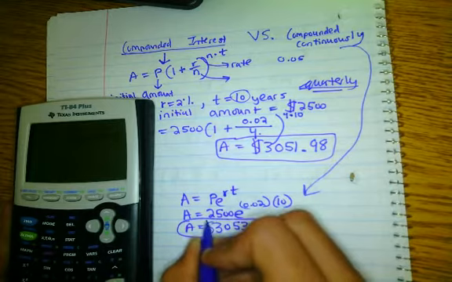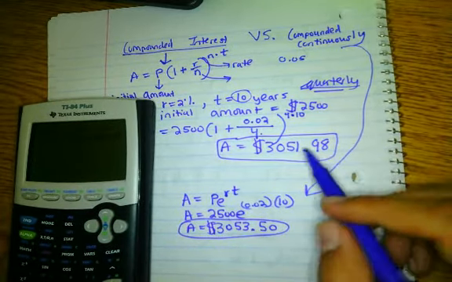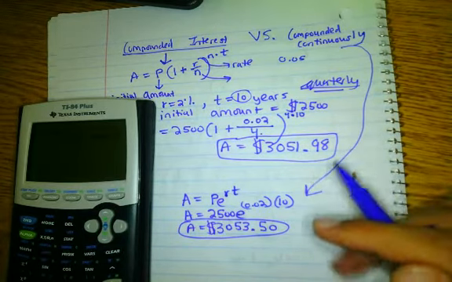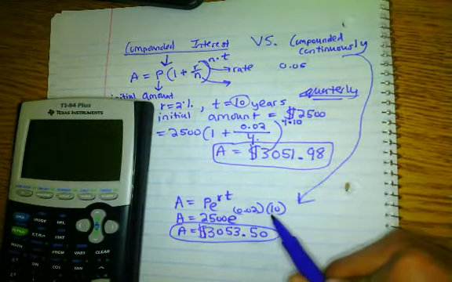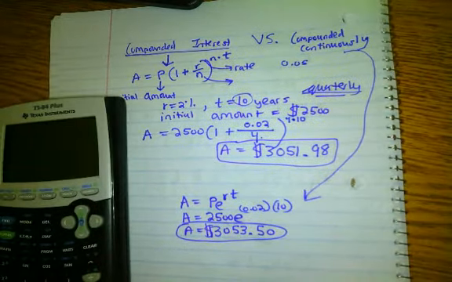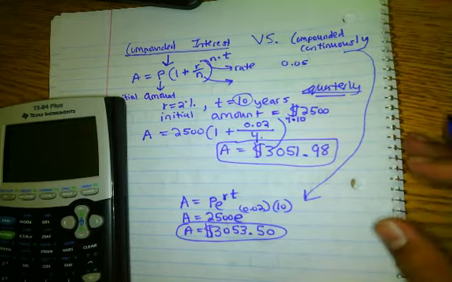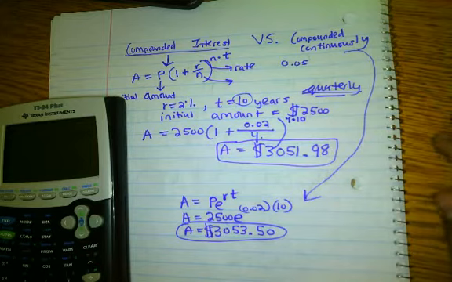And if you compare these two values, you see a pattern that obviously these are pretty close, but if you were to calculate your interest by compounding it continuously, it's going to be slightly higher than the amount you got when you compounded it monthly, or in this case quarterly. So compounding it continuously will give you a slightly higher value. So this is the video on determining the difference between compounding interest.